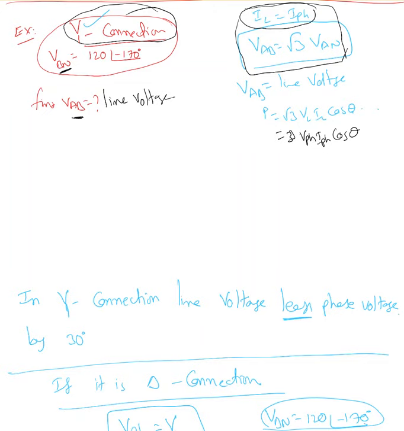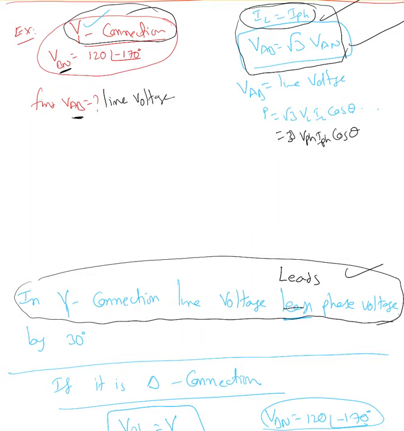Another important point you need to remember: in a Y connection, line voltage leads phase voltage by 30 degrees. That's another important point. So as long as you remember these three points, you should be able to find VAB. Since he gave you VBN, let me write down VAN, VBN, VCN.